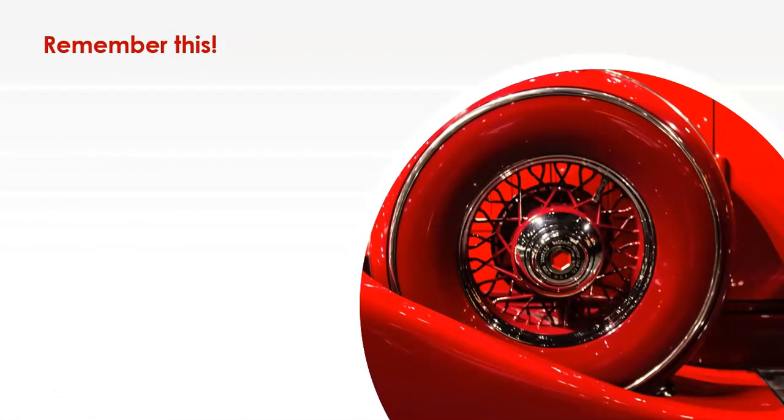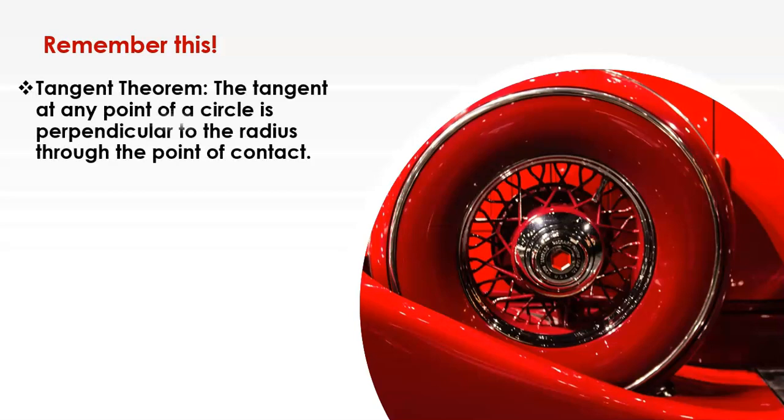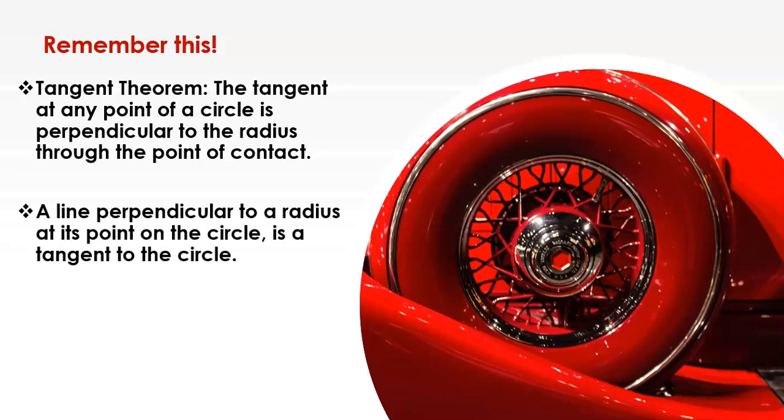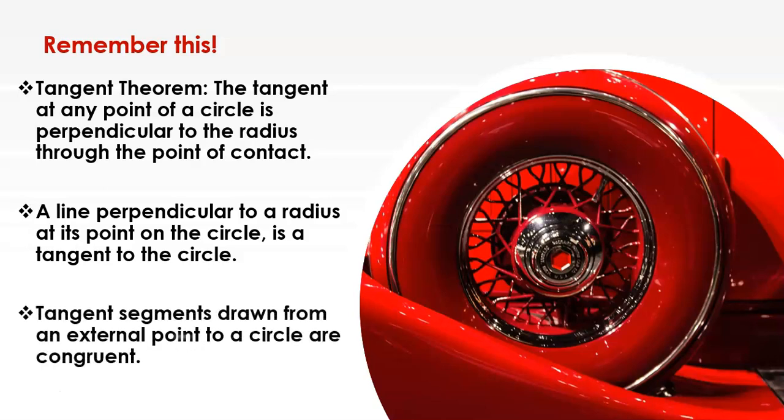So now on the basis of what we discussed just now, we have to remember this. Tangent theorem: the tangent at any point of a circle is perpendicular to the radius through the point of contact. A line perpendicular to a radius at its point on the circle is a tangent to the circle. Tangent segments drawn from an external point to a circle are congruent.